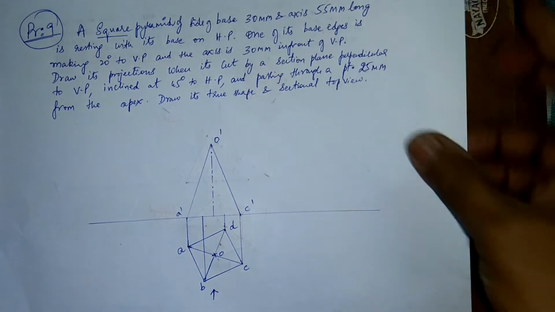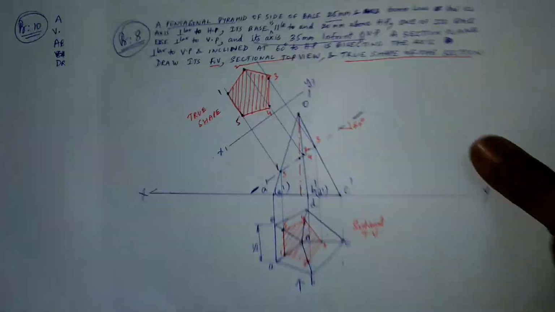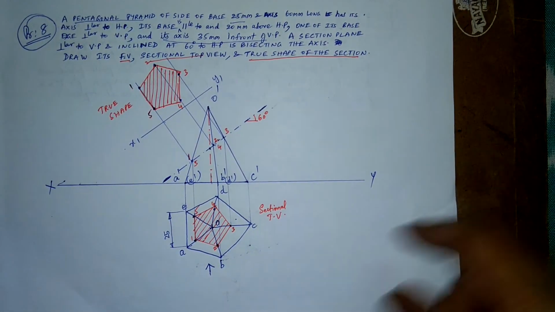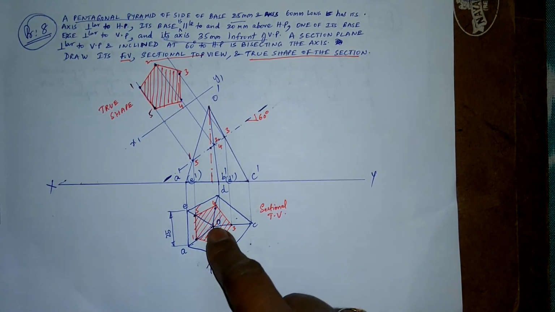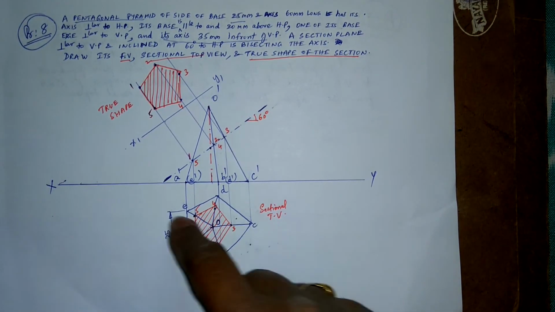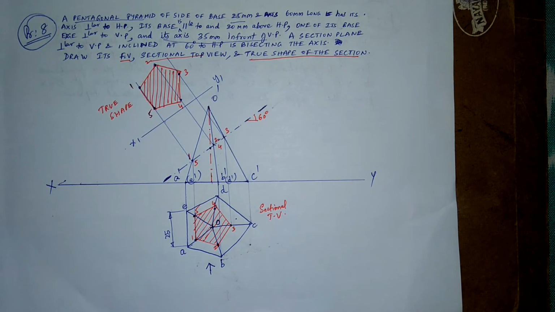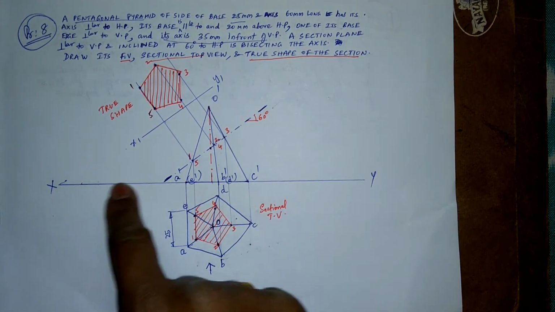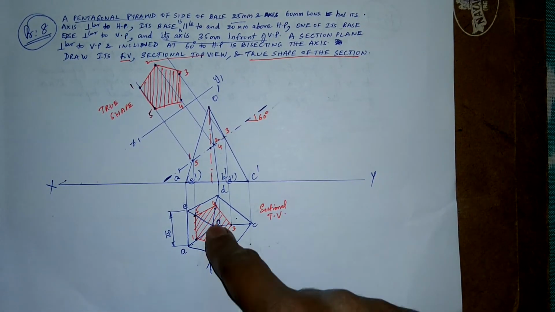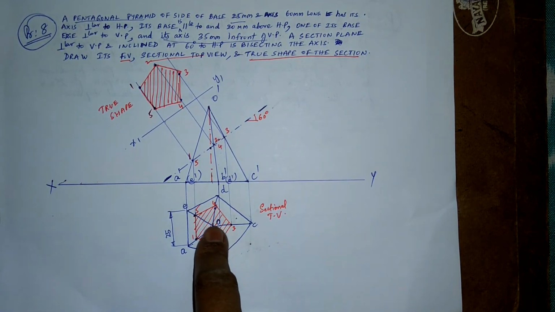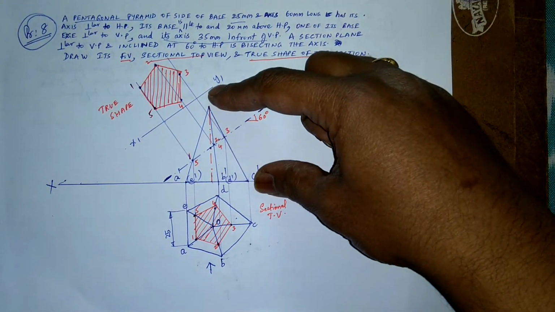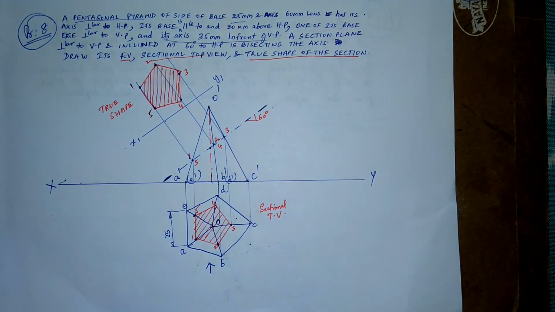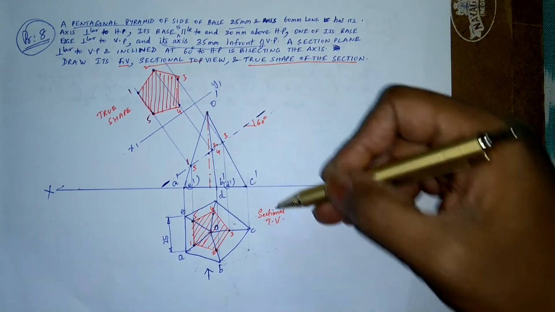So in this question, let me just go back to the previous question. One second, there's a small discussion here. So now here, along OA, OB, OC, OD, and OE, these are the slant edges of the pyramid. One of the slant edges is parallel to VP, that is this OC. So the OC is parallel to VP, that means parallel to the XY line right here, and none of the other lines are parallel to VP. So that means the OC is parallel to VP, so the O dash C dash would be the true length. Remember this point. O dash C dash would be the true length.